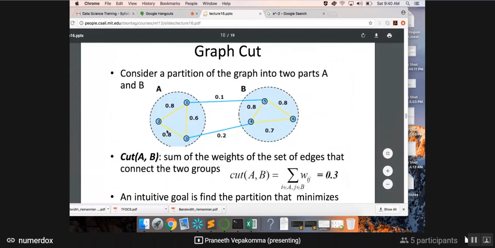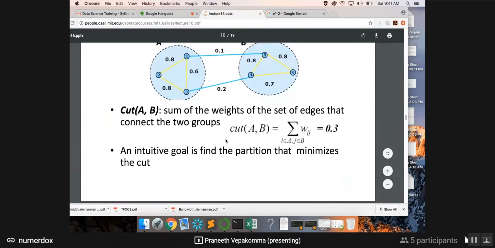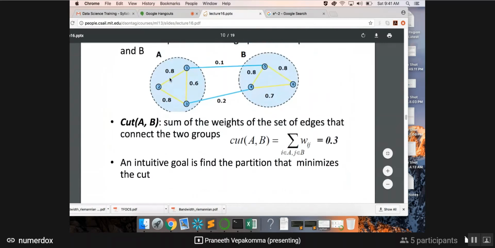So if these three are connected by weights of 0.8, 0.6, 0.8, and these are connected internally by 0.8, 0.7, which means these are closely connected, but this group has a very small number, which means these are not well connected, which means you got the ideal result. This is one cluster, this is one cluster. They are not connected. Only the yellows are connected.